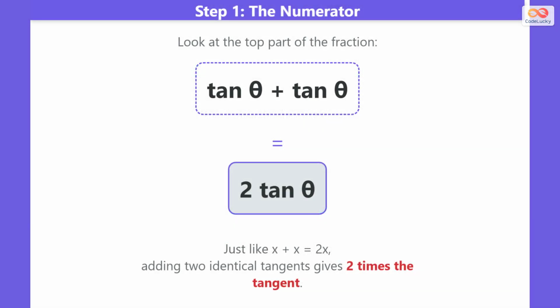Now let us simplify the expression, starting with the numerator. We have tangent theta plus tangent theta. Just like adding a variable x to itself gives 2x, adding tangent theta to itself gives us 2 times tangent theta.